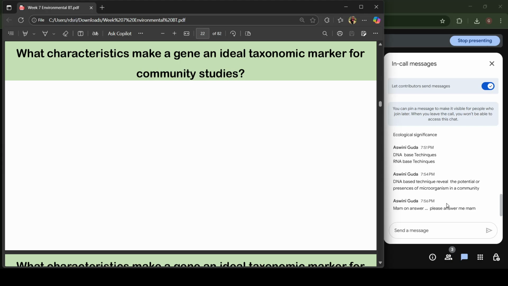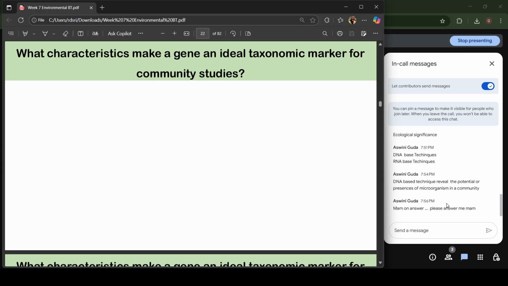I hope that was clear. If not, please post in the chat box for me to repeat. And the next question is, what characteristics make a gene an ideal taxonomic marker for community studies?